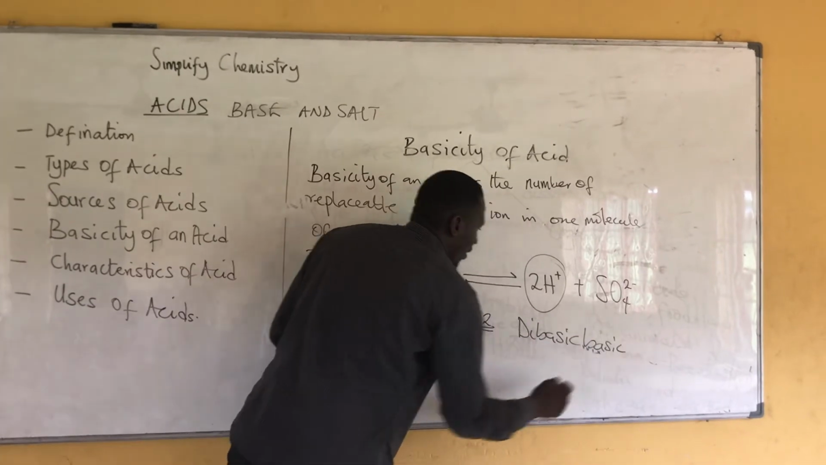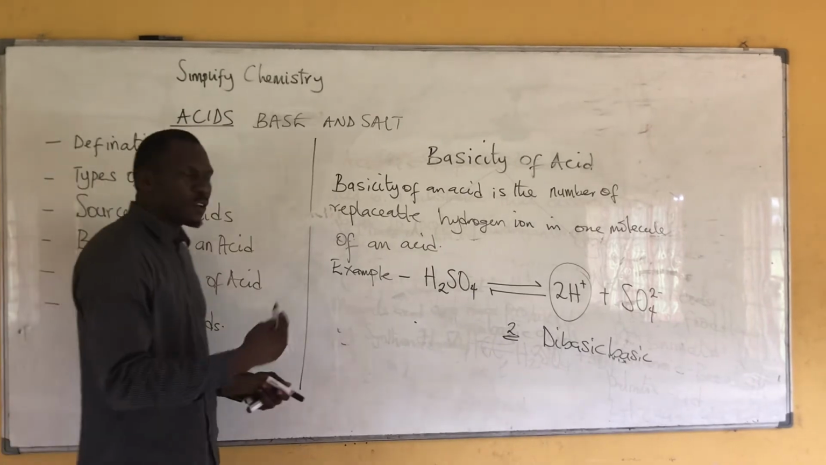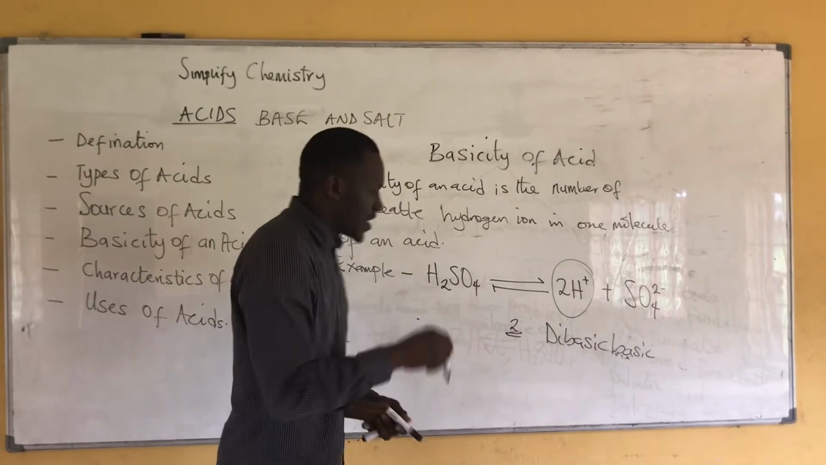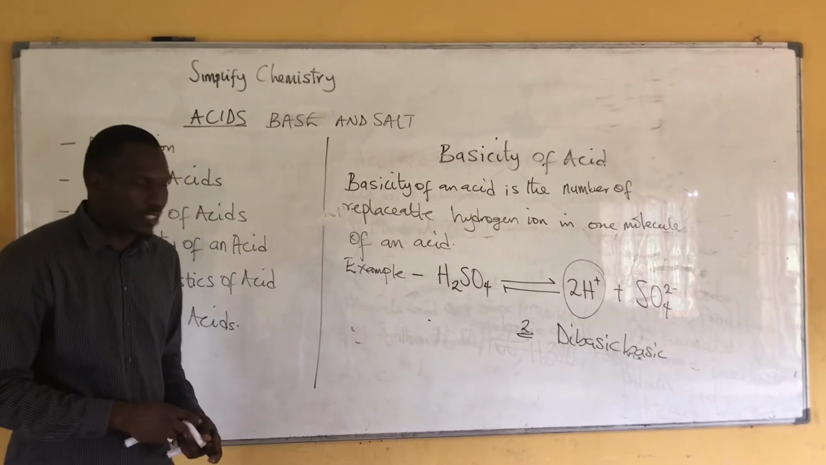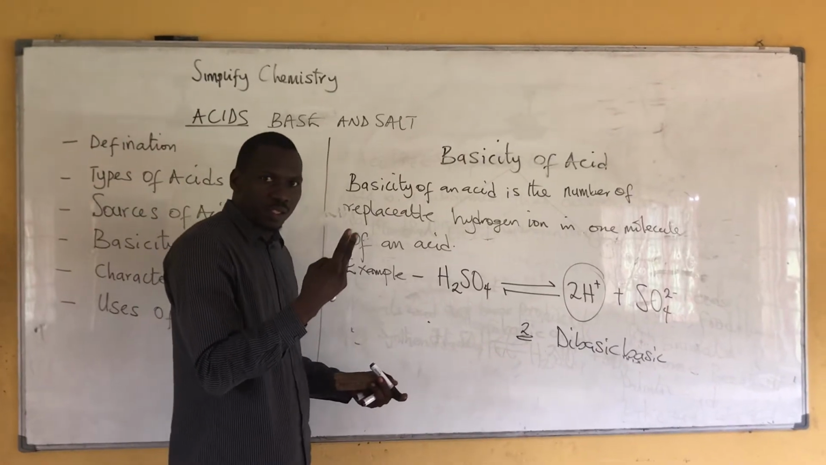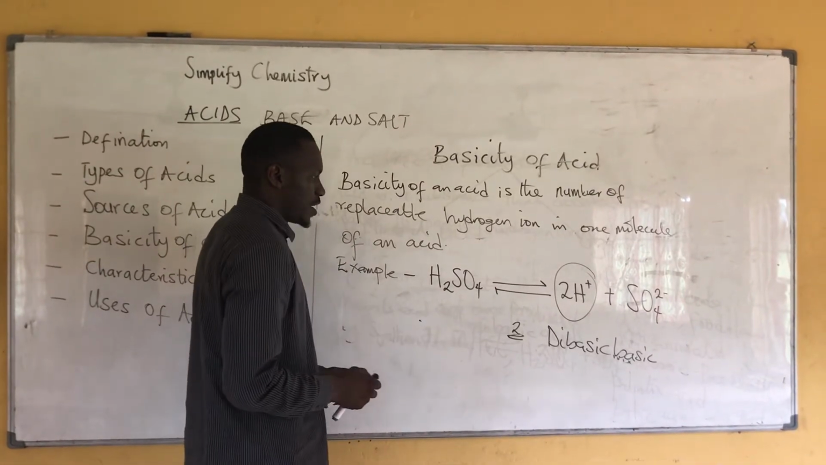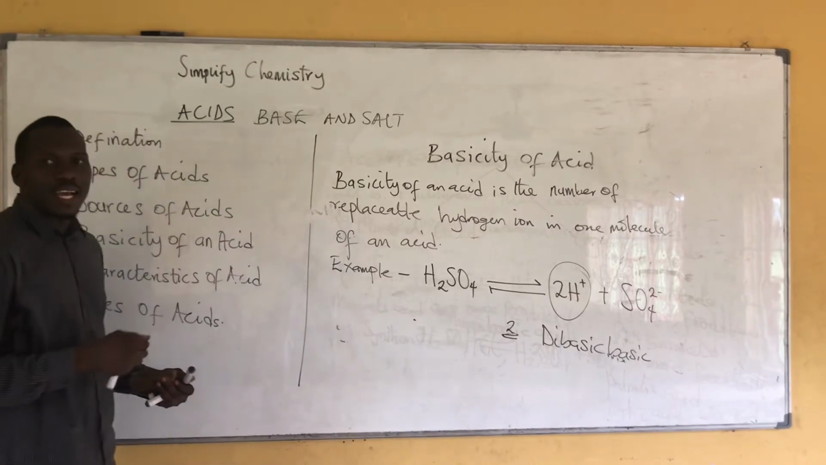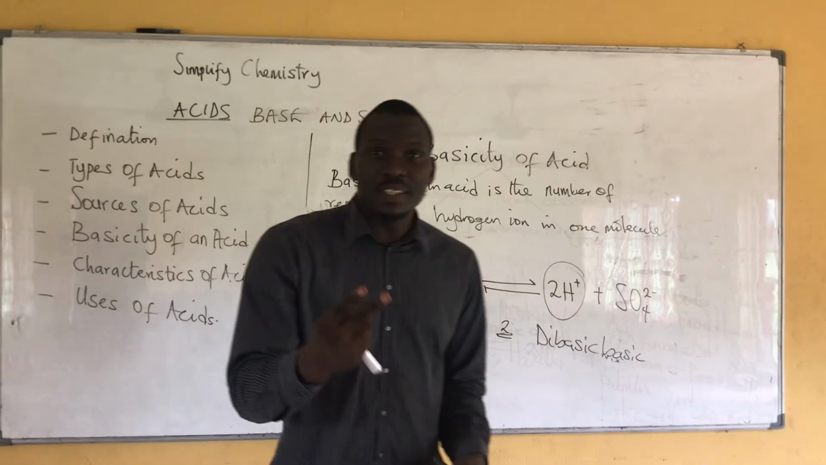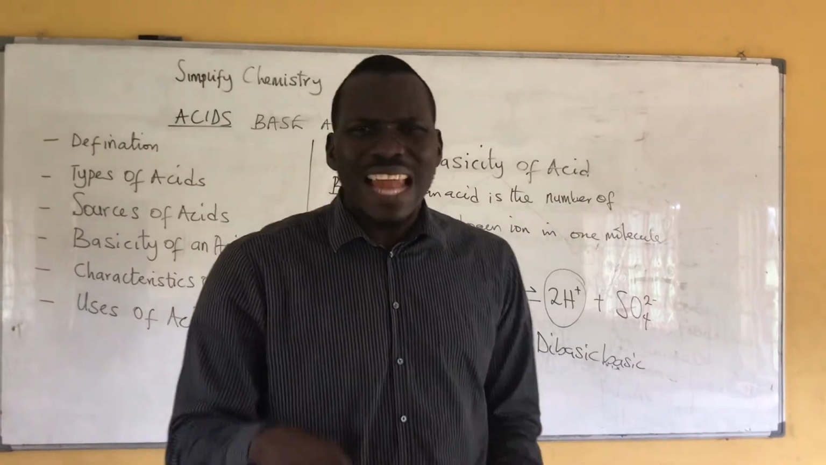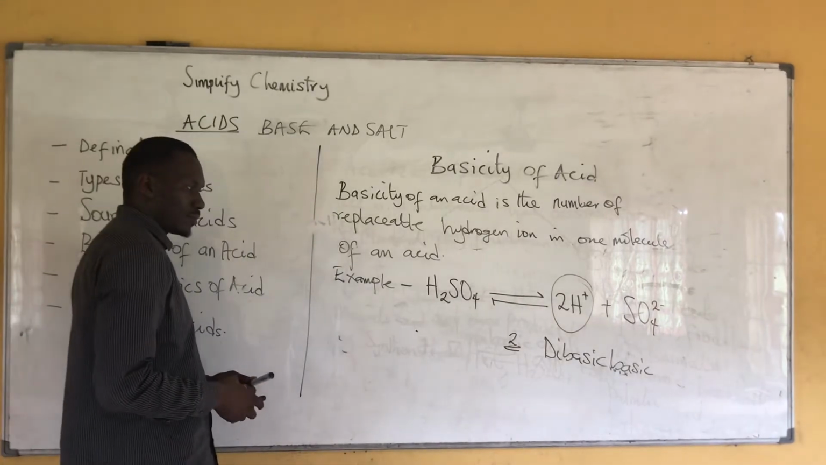It is called a dibasic acid, which means the number of replaceable hydrogen ion in one molecule of tetraoxosulfate 6 acid is 2. So what is a dibasic acid? A dibasic acid is an acid that has 2 replaceable hydrogen ion in one molecule of the acid.